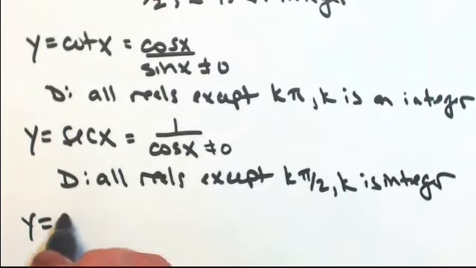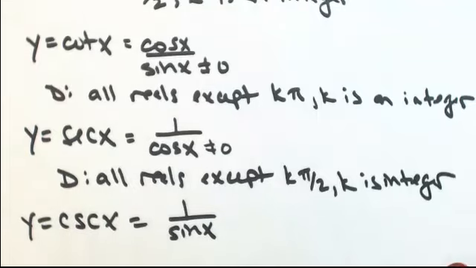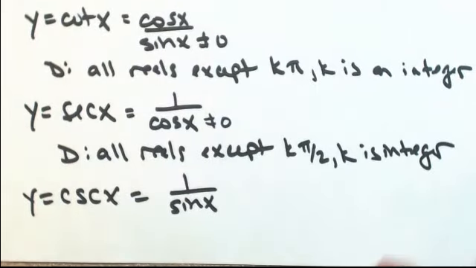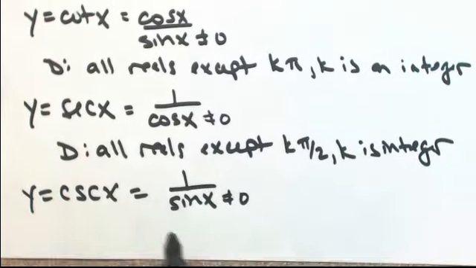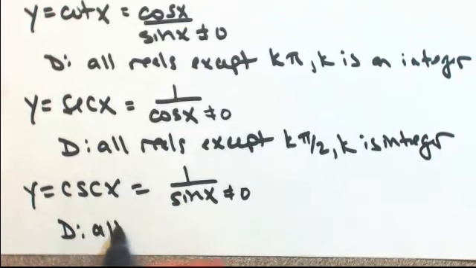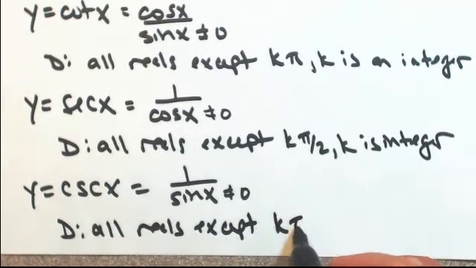Okay, and last one, cosecant of x is 1 over sine of x. Again, bottom cannot be 0, so I'm looking for where sine is 0, so that's similar to the cotangent, and that's at all the pi's. Okay, so all reals except any multiple of pi.